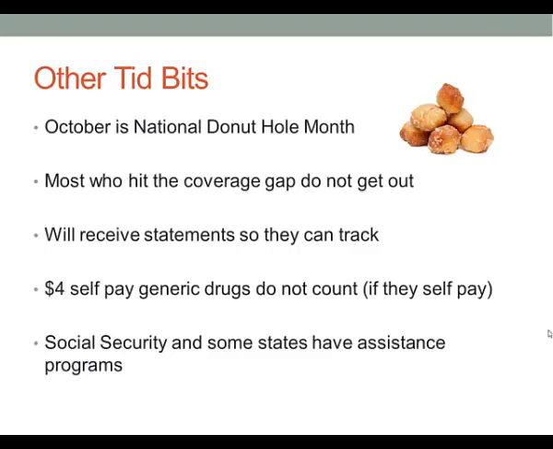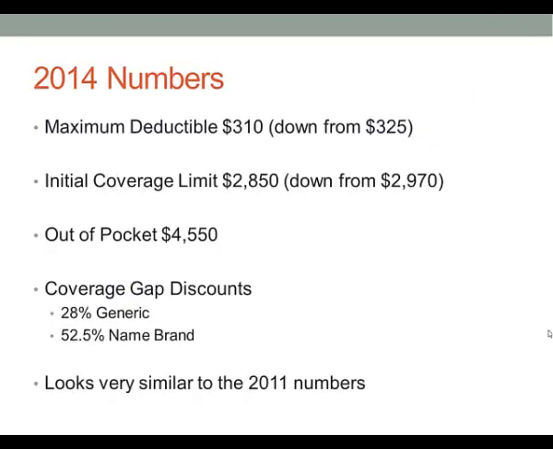Now, I am recording this about halfway through 2013, but 2014 numbers did come out. The maximum deductible is going down to $310. The initial coverage limit is going down to $2,850. If you're telling this to your clients, remind them that that number going down is not a good thing, because that just means they'll hit the donut hole a little quicker. So a little more cushion this year than it will next year. Out of pocket does help a little bit. It's going to $4,550. And then the coverage gap discounts, the generic drugs will jump up to 28%, and name brand will stay the same at 52.5%.